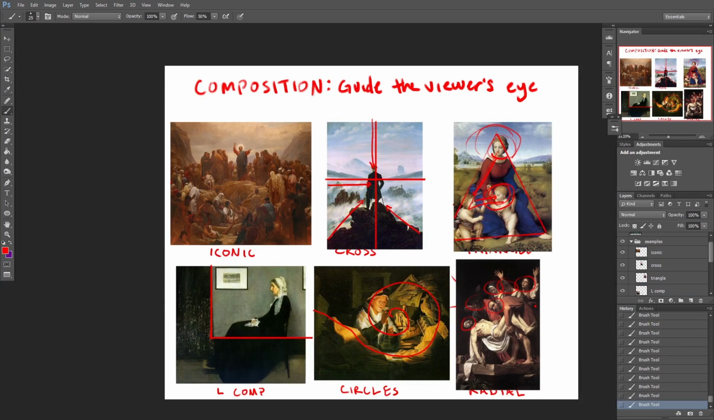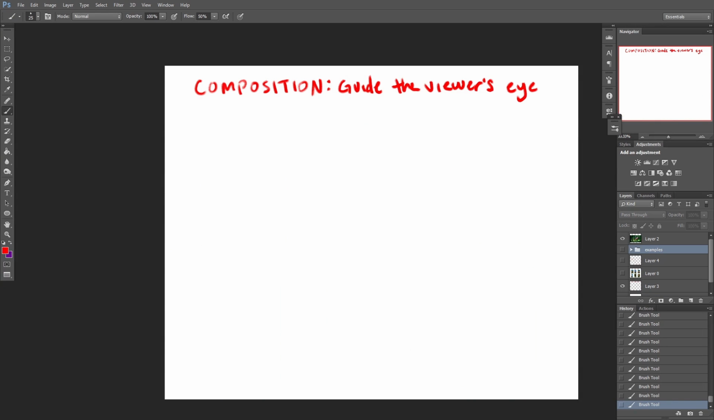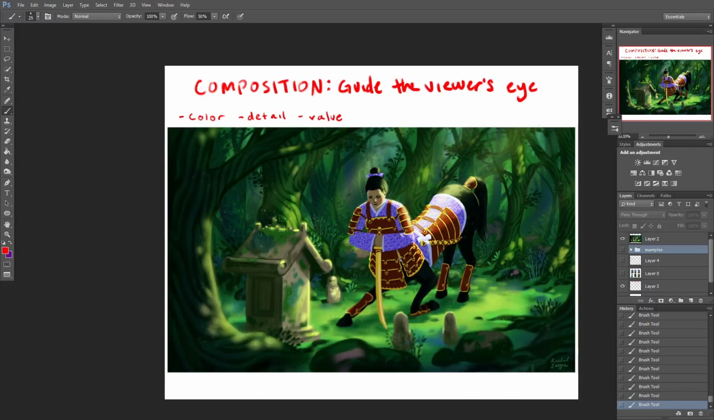So, the last thing I wanted to talk about was just a few more quick and dirty tips. Some other things that you can use that will help make your character remain the focus of your picture even in a very busy environment.